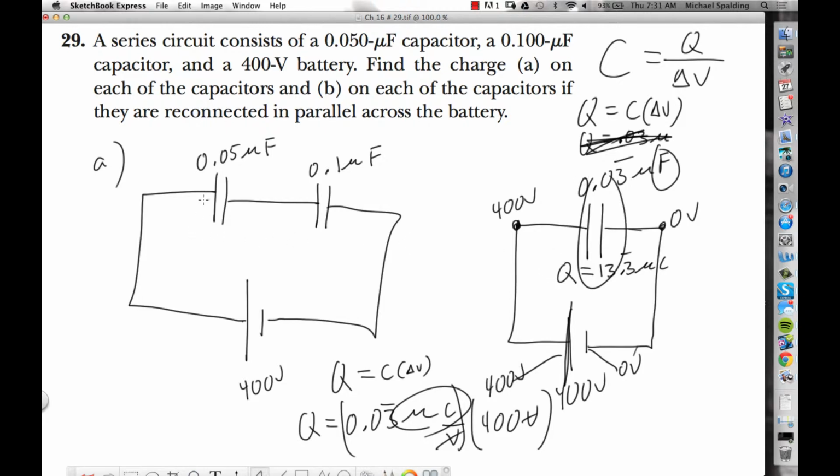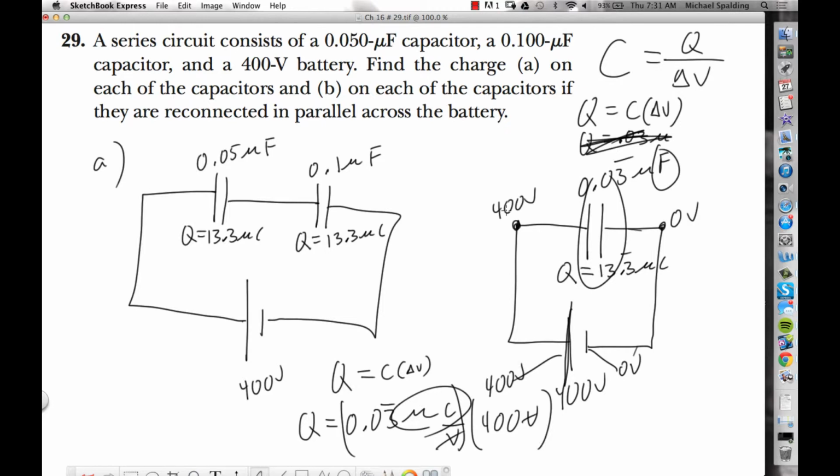So just like resistors, if you find the current through a simplified resistor, you found the current through the original resistors. So the charge on this guy is 13.3 microcoulombs. The charge on this guy is 13.3 microcoulombs. Same logic as if those were resistors. Okay? So that's part A.